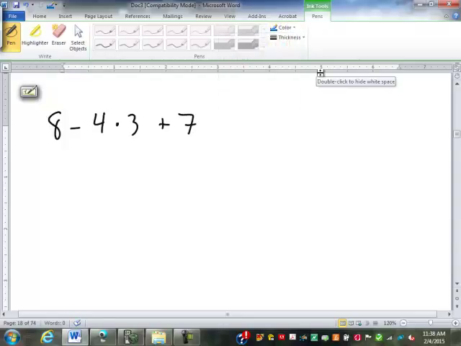When we look at that, it's very tempting to just work on it like reading a book. Go from left to right. 8 minus 4 and then times 3 and plus 7. But that would not give us the right answer. To make sure that when two people look at a problem, we get the same answer in math, we've defined something called the order of operations.